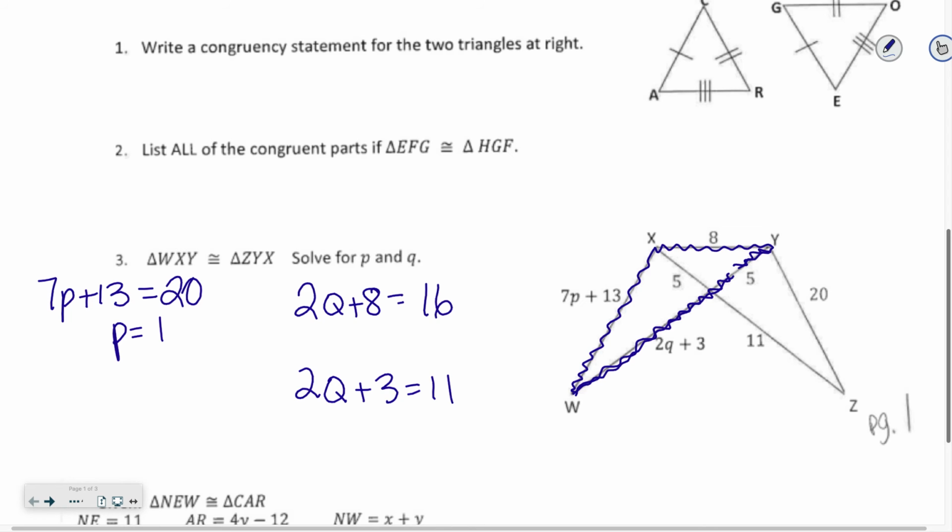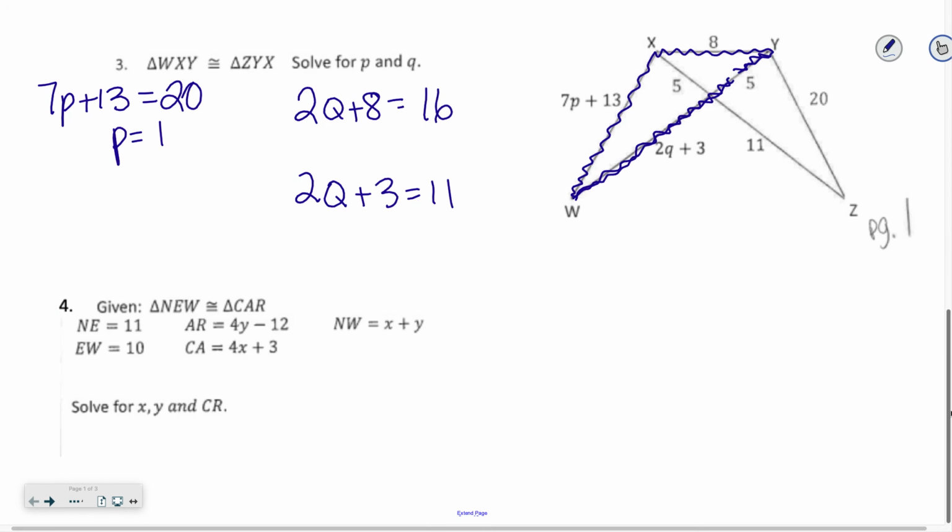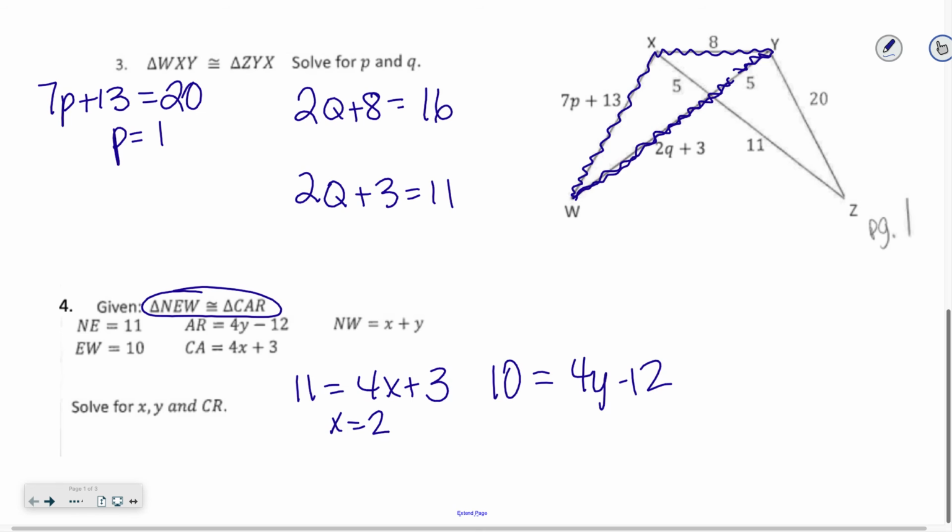All right, on 4, it doesn't give you a picture, but it tells you the congruency statement. So when I see NE equals 11, then what do I set 11 equal to? CA. CA, 4X plus 3. So X equals 2, right? Yep. Well, then EW is 10. So 10 equals 4Y minus 12. So that gives, is it 5.5? Yep. Okay.